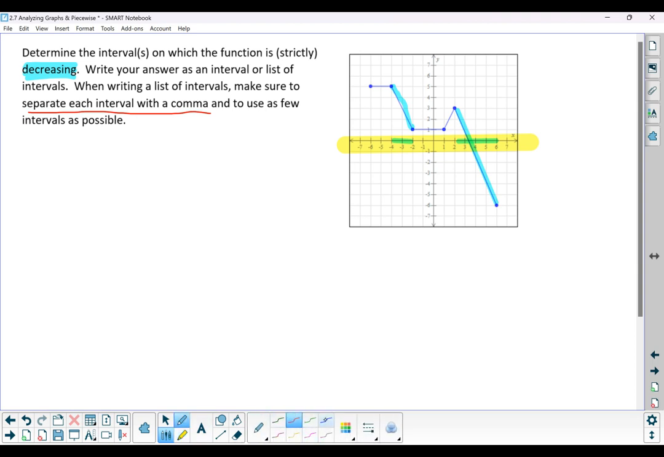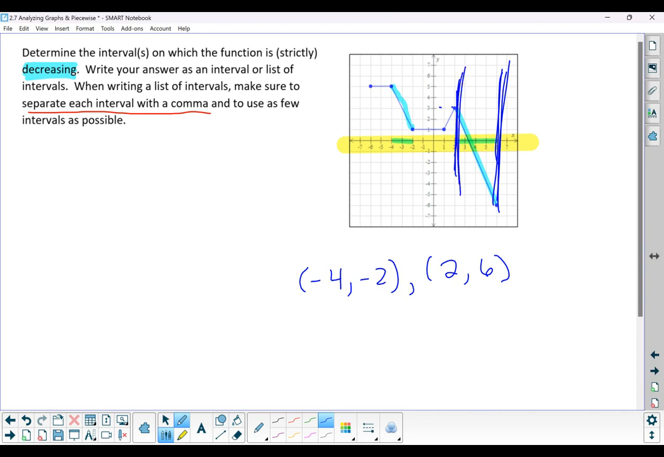So we would have to list our answer as two intervals. It's from -4 to -2. That's our first interval. And we'll put a comma. And for our second interval, we'll say from 2 to 6. And again, those are x values. So I'm not thinking about that it's a height of 3 here. I'm thinking about that it's between the positive 2 and the 6.